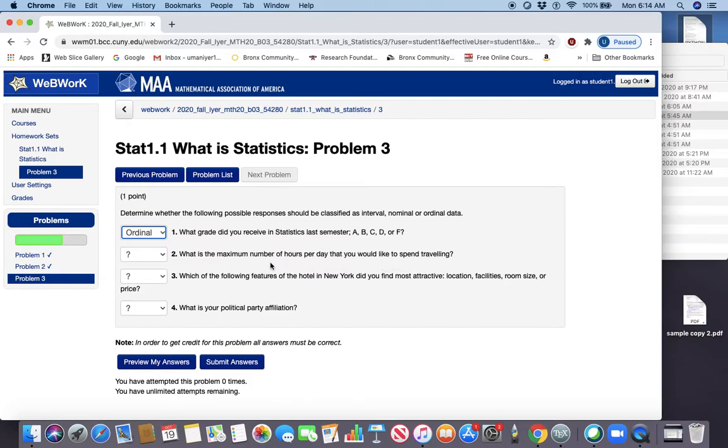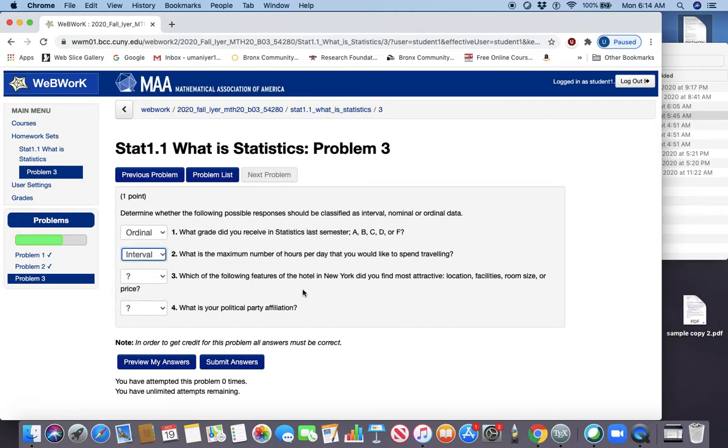What is the maximum number of hours per day that you would like to spend traveling? Number of hours. You can actually order number of hours, right? Somebody says 5, somebody says 4, but even better, difference makes sense. Somebody else likes to travel 2 hours more than you. So difference makes sense, so it's an interval.